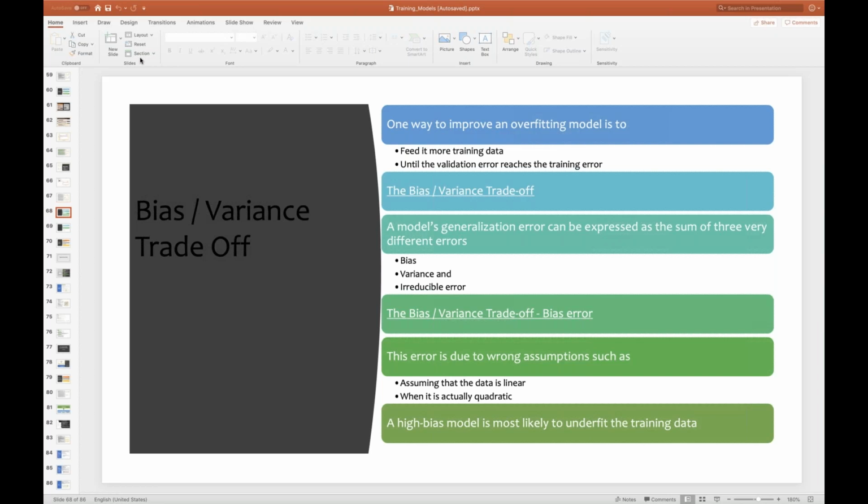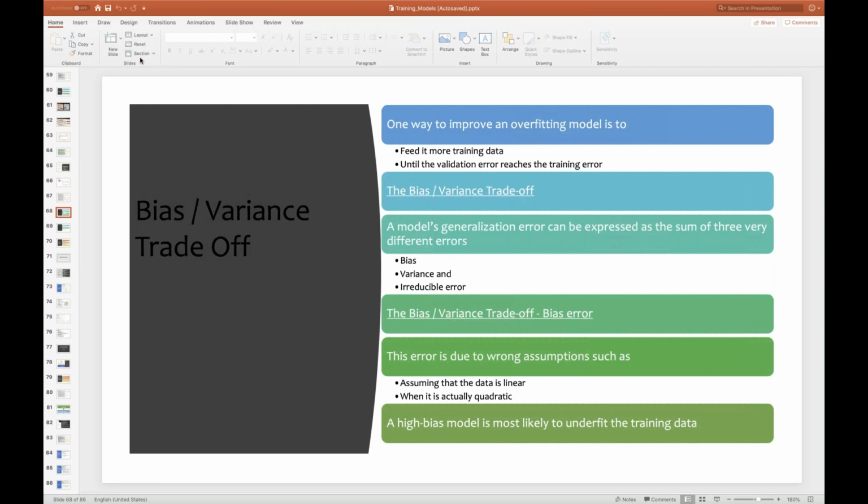Let's not get diverted into that one. We'll compare this concept and then move into that concept. Now, one way to improve the overfitting model is to feed it more training data. Perfect. When you say feed more training data, it's not just adding new features. It's about adding whole new data until the validation error reaches the training error. Makes sense. Now let's jump into the bias and variance trade-offs.